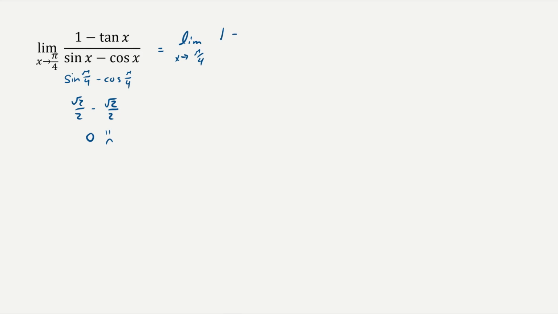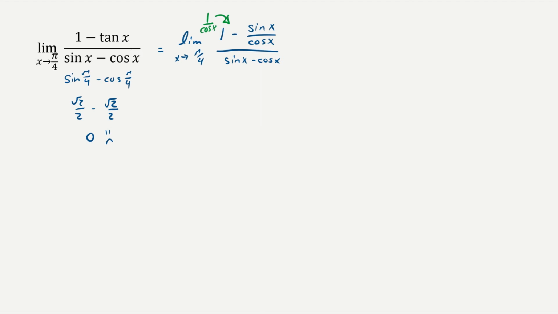Tangent x. What's another way to write that? Well, sine x over cosine x. And then the bottom, we'll just let it stay the same for now. Sine x minus cosine x. Now this is a really hard one to see, but I want to somehow create something on the top where I can cancel it out with the thing on the bottom. Now what we're going to do is factor out a 1 over cosine x from both of those.